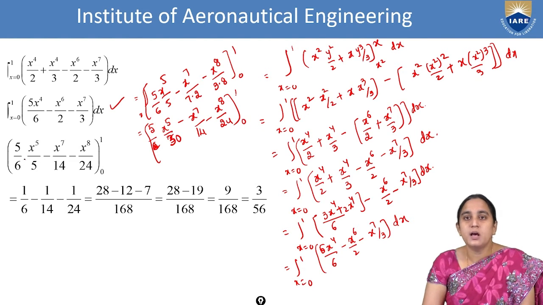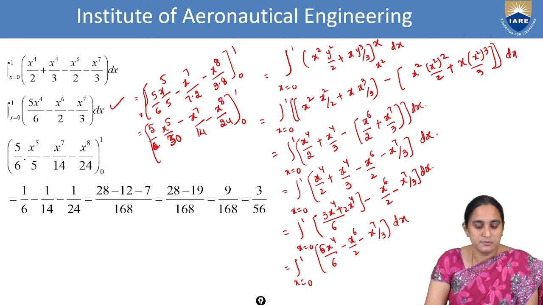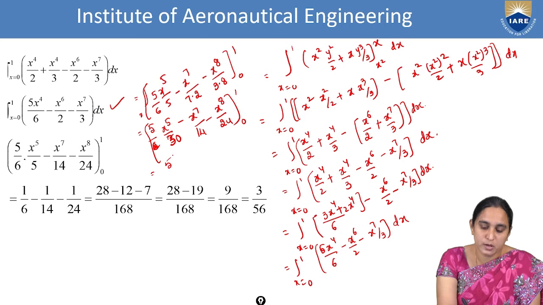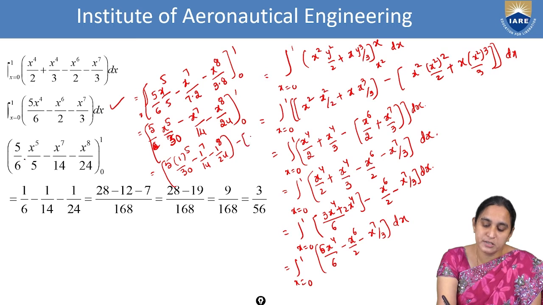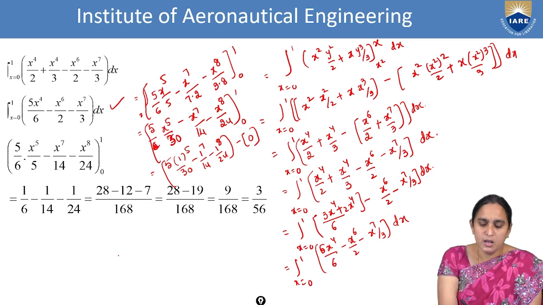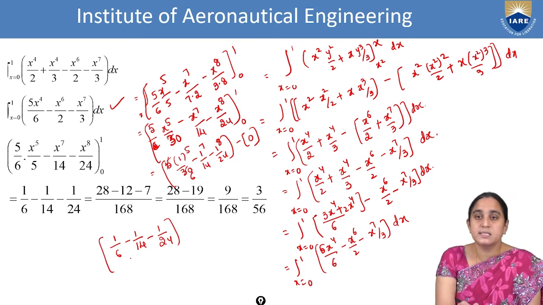Now substitute the limit points here. That gives 1 power 5 by 30 minus 1 power 7 by 14 minus 1 power 8 by 24. If you substitute the lower limit, that is completely 0. Here the 5 cancels, 6 fives are 30, so that is 1 by 6 minus 1 by 14 minus 1 by 24.